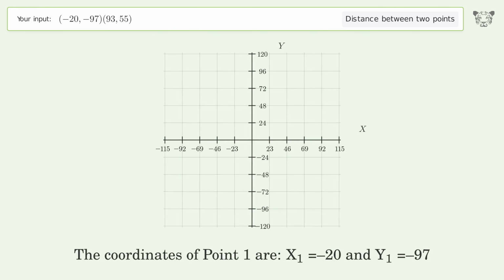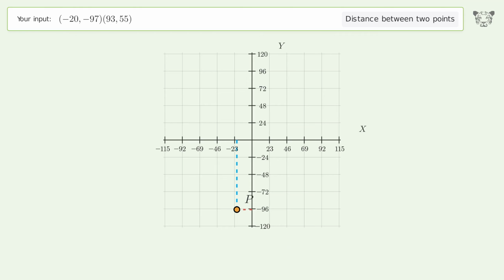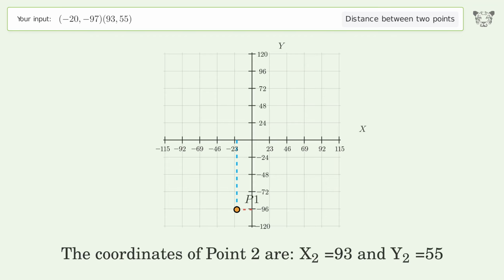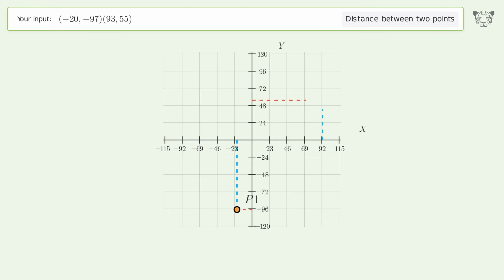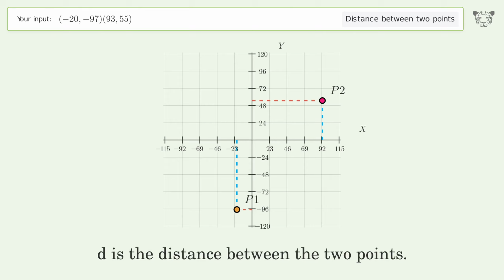The coordinates of point 1 are x1 equals -20 and y1 equals -97. The coordinates of point 2 are x2 equals 93 and y2 equals 55. D is the distance between the 2 points.